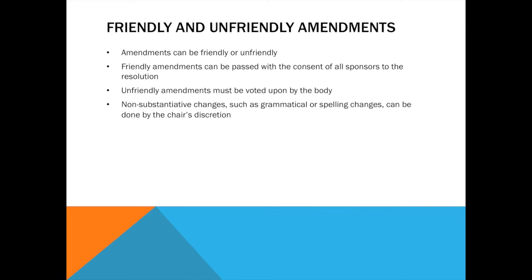Amendments can be further categorized into friendly and unfriendly amendments. All that you need to pass a friendly amendment is the consent of all the sponsors to the resolution. If they all agree, that friendly amendment is going to pass. However, if not all the sponsors agree, you can still try and amend the resolution by passing an unfriendly amendment. However, unfriendly amendments have to be voted upon by the body. Note that non-substantive changes such as grammatical or spelling changes can be done by the chair's discretion. So if your resolution is misspelled, the chair can just change that at his or her discretion.